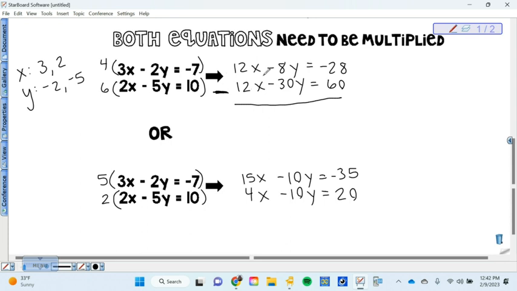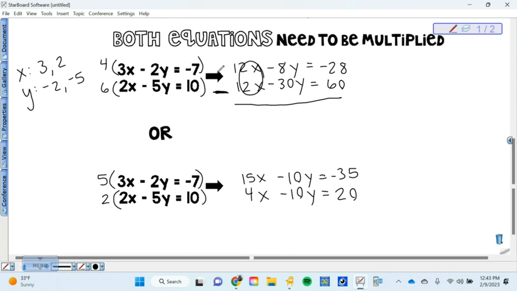12x minus 12x, that's nothing. And this is where it gets a little tricky to subtract, because now we got to do -8y minus -30y. So that's like -8y plus 30y, which is like 30 minus 8. Positive 22. Do you see what I'm saying?